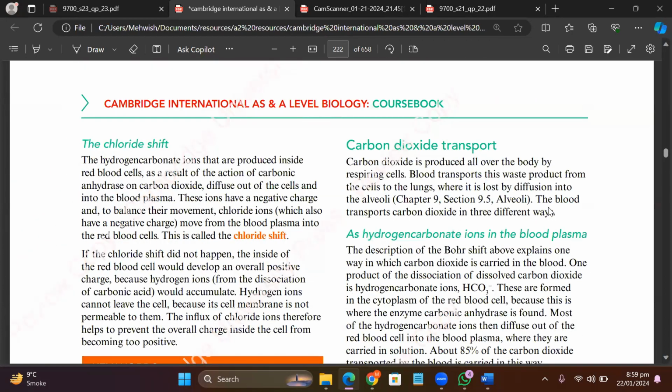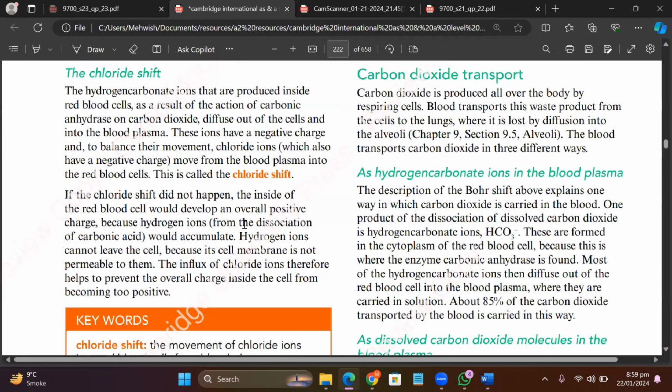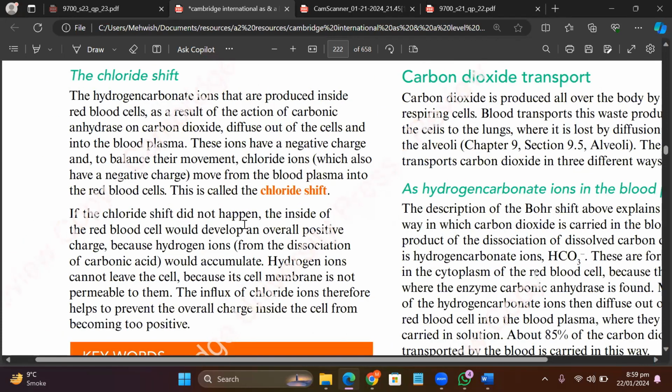ये देखो, यहाँ पर इसने क्या लिखा हुआ है कि क्लोराइड शिफ्ट क्यों इंपॉर्टेंट है। ठीक है, the hydrogen carbonate ions that are produced inside the red blood cells as a result of action of carbonic anhydrase and all that, right? And they diffuse out of the cell into the blood plasma. These ions have a negative charge, and to balance their movement, chloride ions move from the blood plasma into the red blood cells, and this is called the chloride shift.